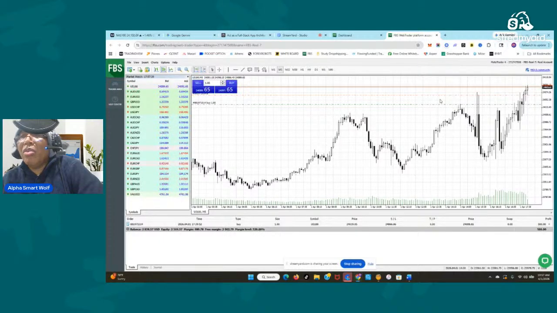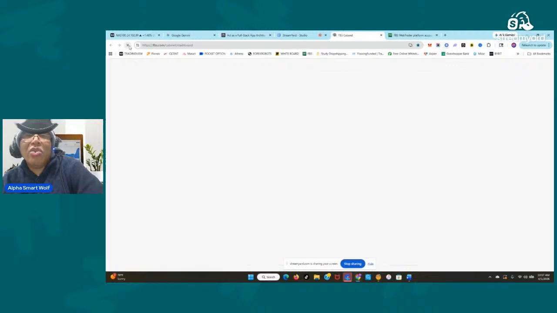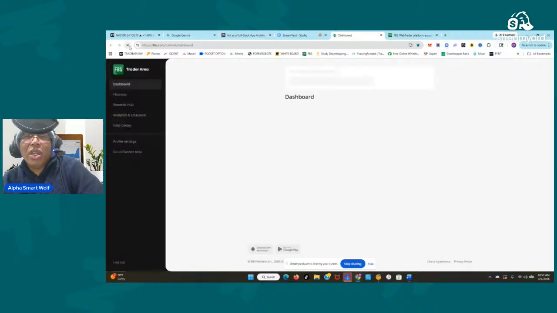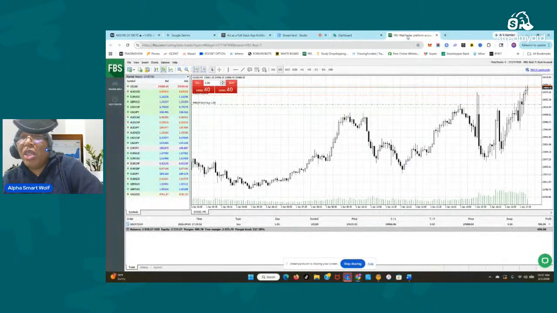No, it's coming down. Okay, we are at 23. We started at 22. We want to close on a positive note. It's at 25. Let's not be greedy. We're going to be closing it soon. Let's give it time. How many minutes is left on this trade?